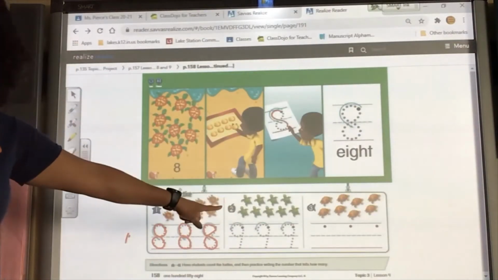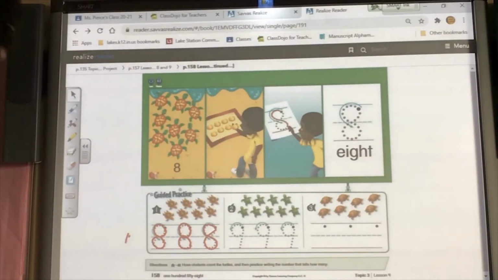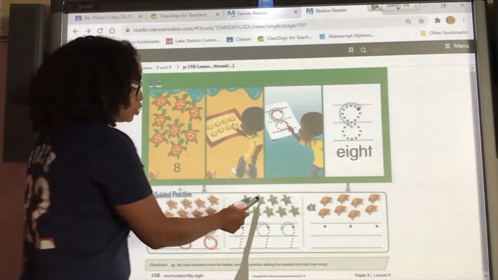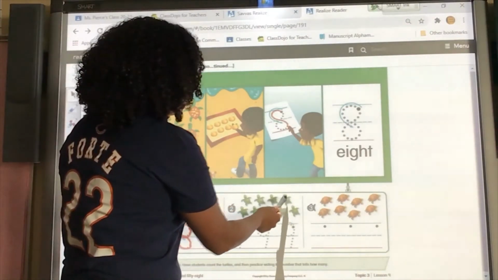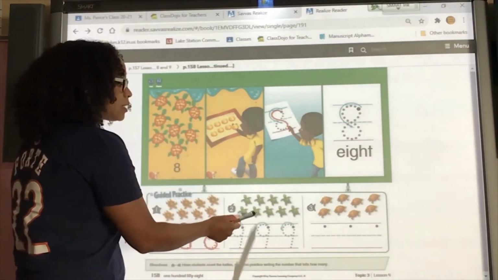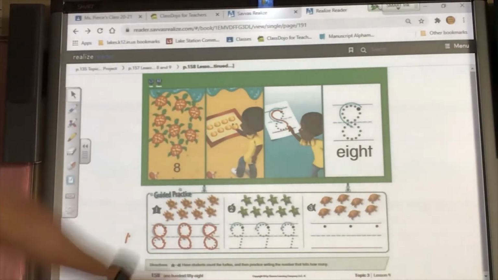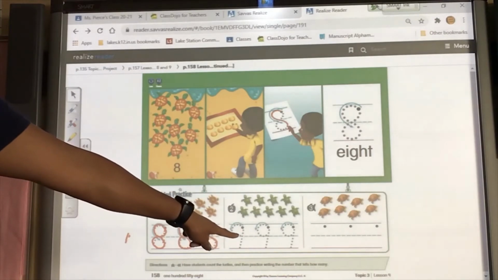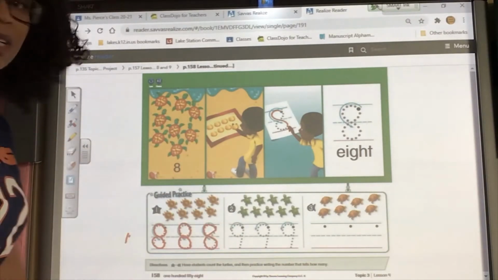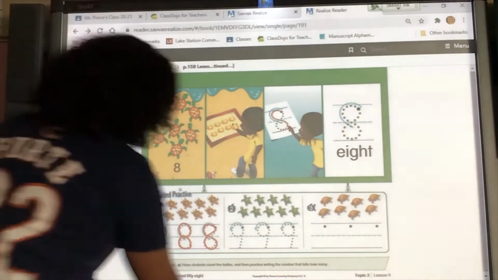Okay, now let's count our green turtles. 1, 2, 3, 4, 5, 6, 7, 8, 9. So we have 9 green turtles. So is that number correct right there? It sure is. So 9 is pretty easy.